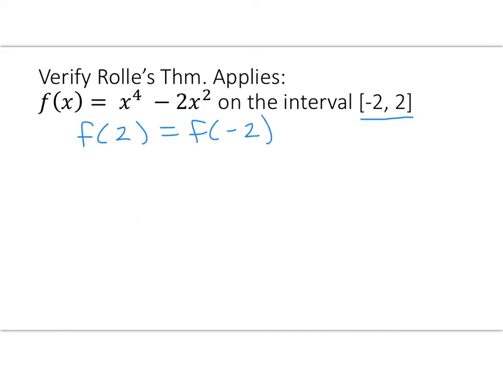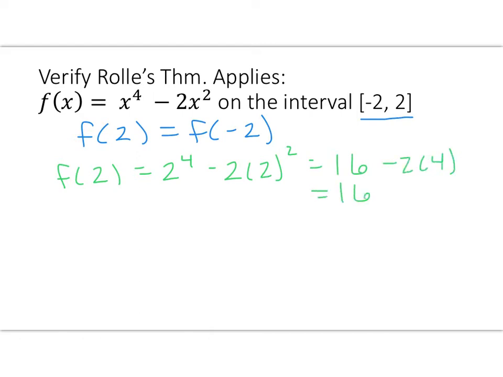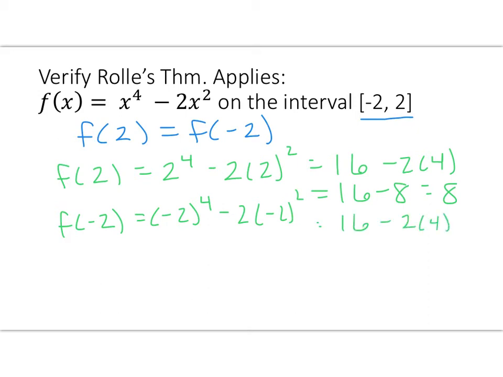Well, let's find each one. f of 2 is equal to 2 to the 4th minus 2 times 2 squared. 2 to the 4th is 16, minus 2 times 4, which is 8. So I have 16 minus 8 equals 8. Now I need to verify f of negative 2. That's negative 2 to the 4th, minus 2 times negative 2 squared. So I have 16 minus 2 times 4. I still get 8. That part of Rolle's theorem holds.